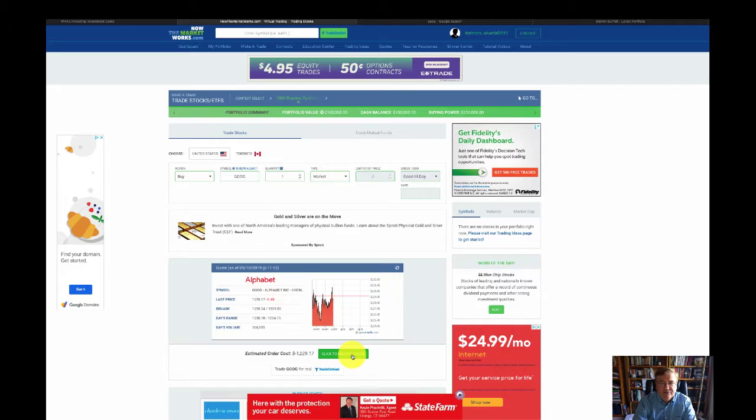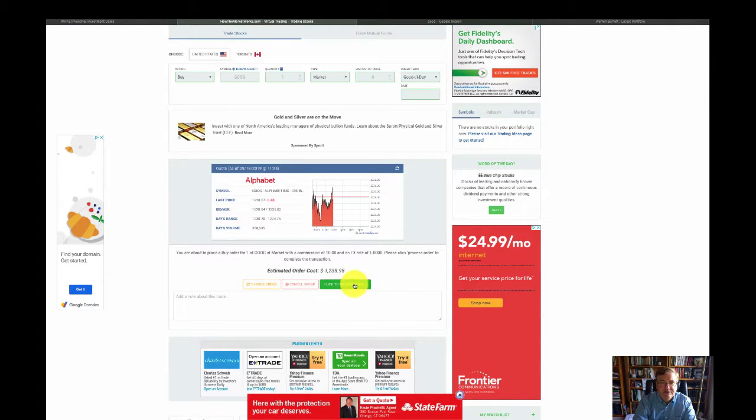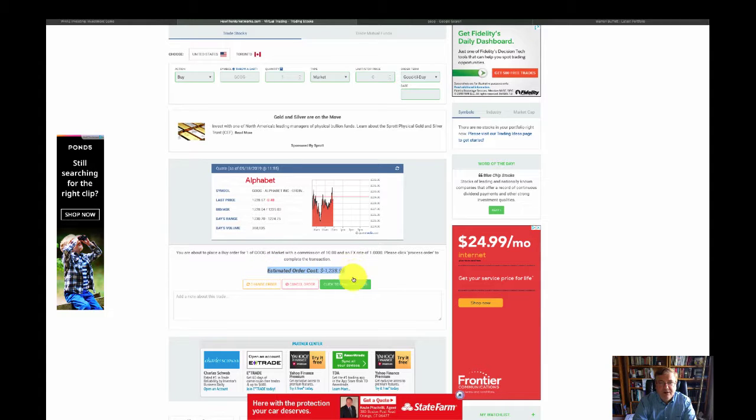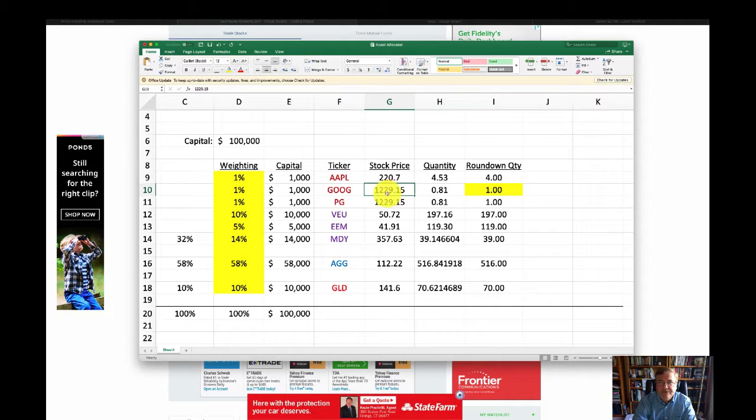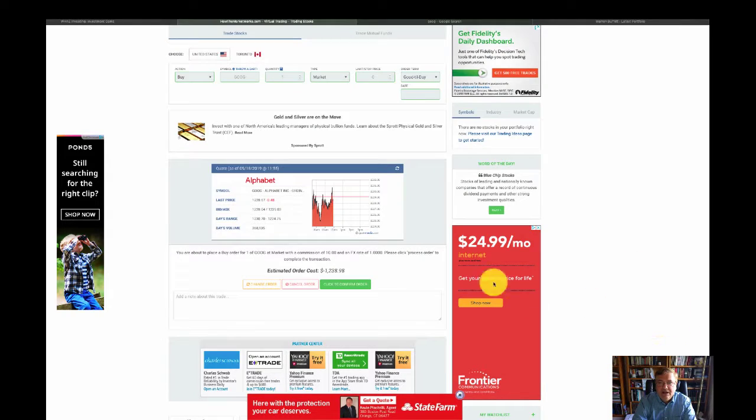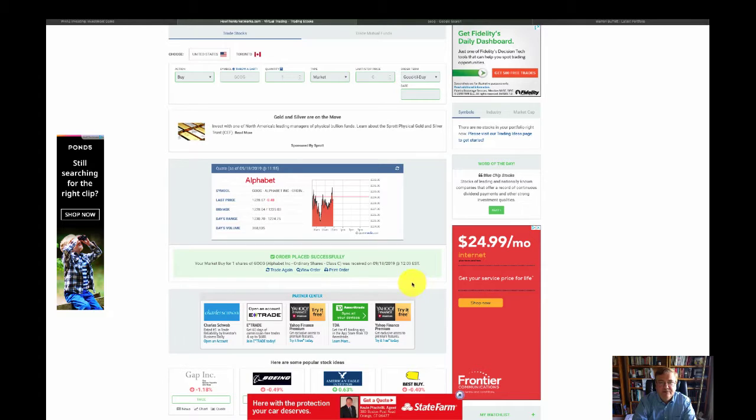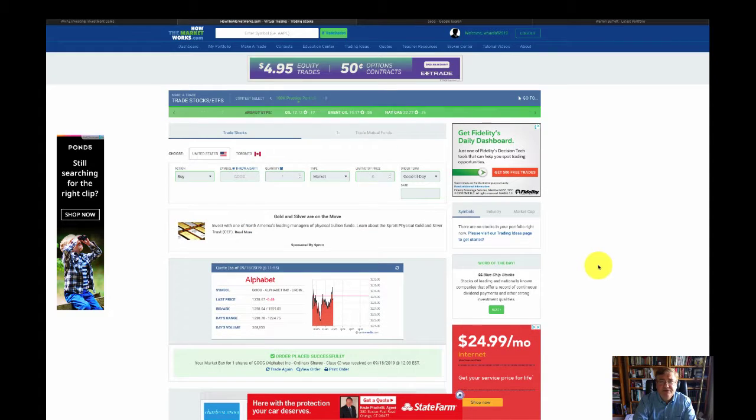Okay, click to review your order to enter the trade, and then it says click to confirm the order. And notice that before I click to confirm the order, it says the estimated cost for this order is almost $1,239, which happens to be what this value is right here. That's fine. Click to confirm the order, and it says order placed successfully. Okay, time to move on to our next trade.